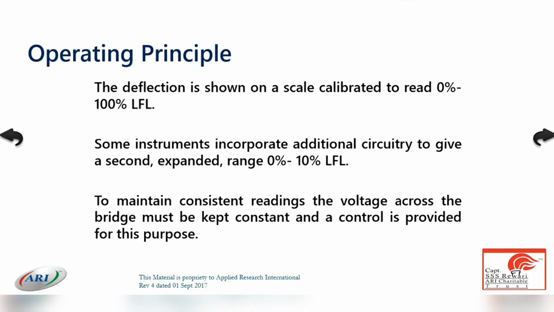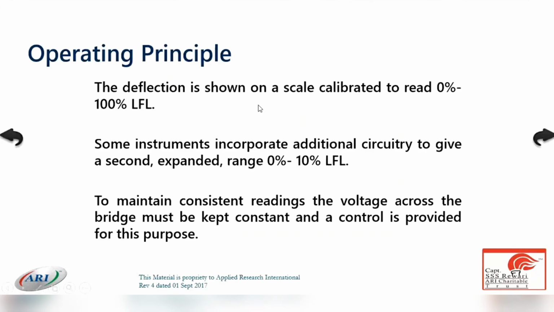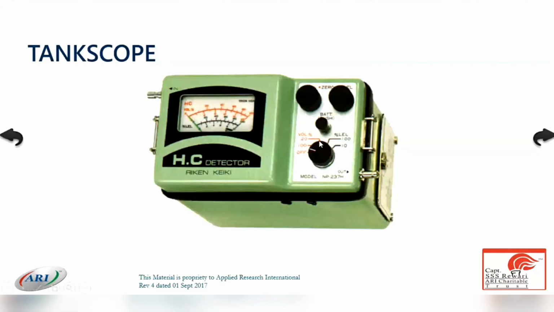To maintain consistent reading, the voltage across the bridge must be constant, and a control is provided for this purpose. That's how the tank scope works. That would be just gone through the explosive meter. Individual tank scopes used to look like this. Nowadays you have multi-gas meters, very reliable, sensitive, easy to operate.